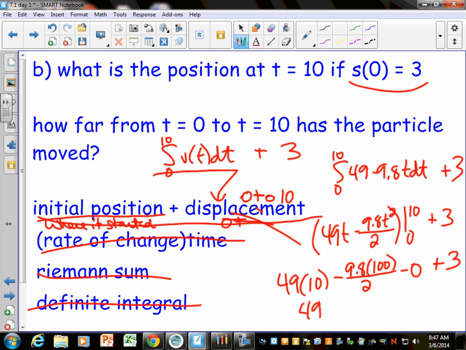Like this cancels each other out. Then you add 3, which means after 10 seconds, it ended where it started, is basically what that's telling you. And we can look at the graph and see that.